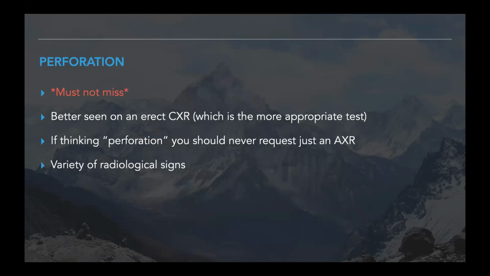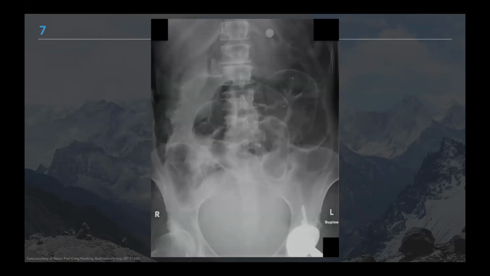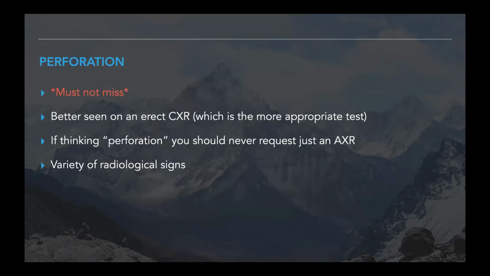So these are both examples of perforation. Perforation is basically something that you mustn't miss. And it's a bit annoying because it's actually quite hard to see on an abdominal radiograph. It's much better demonstrated on an erect chest X-ray, which is the more appropriate test.